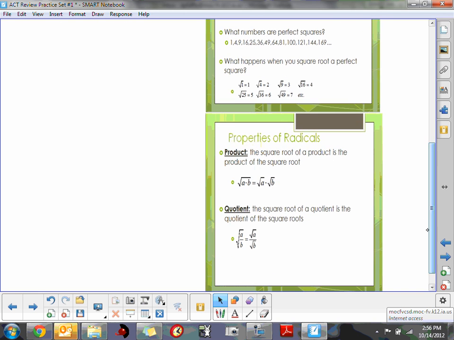Also want to give you some properties of radicals, because there are some properties of radicals that are really important and that play into how we can simplify these. We've got a product rule and a quotient rule. So we'll look at those when the time comes.